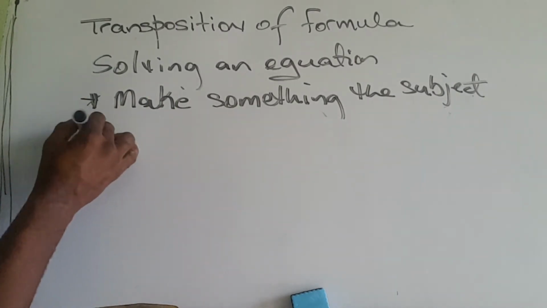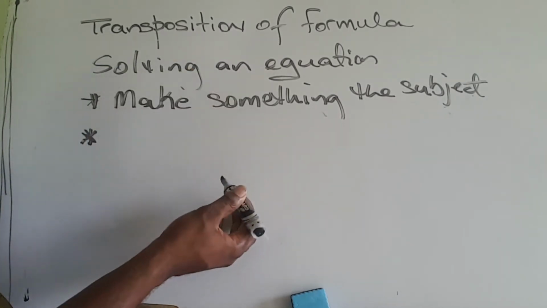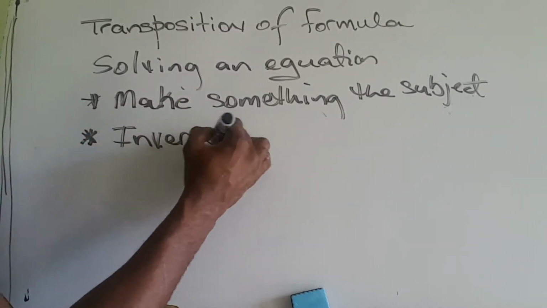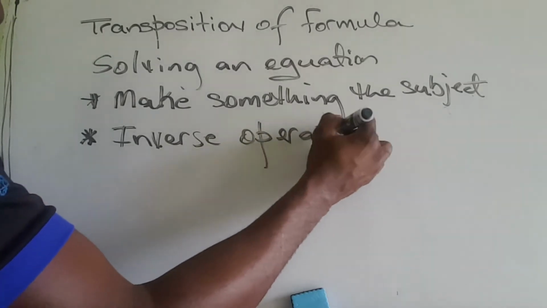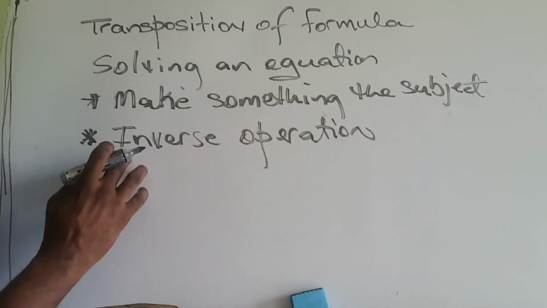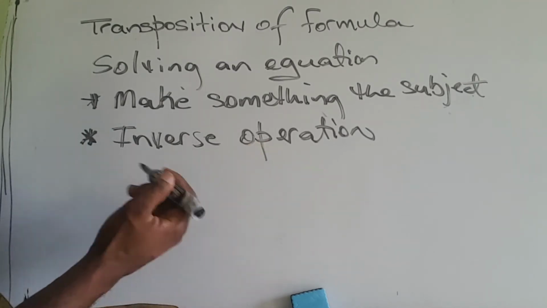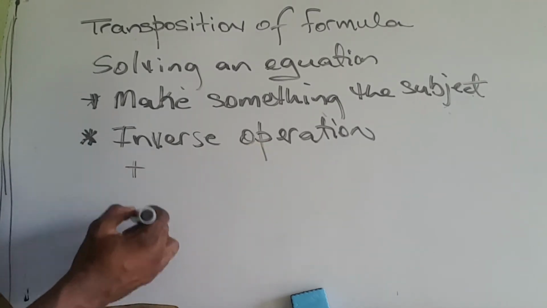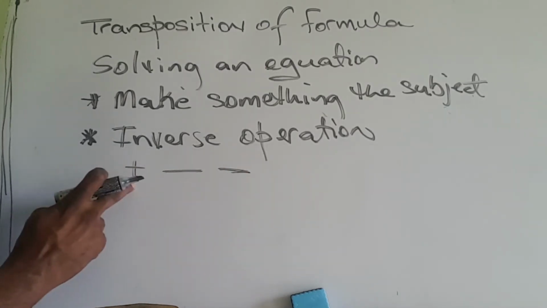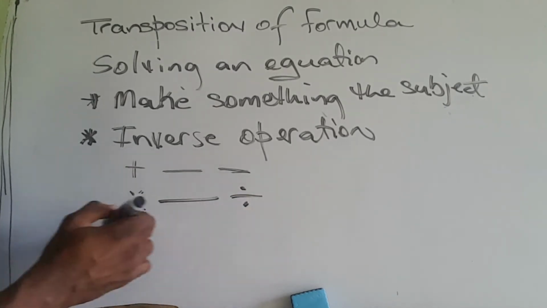Another thing that you take into consideration, which is very key, is what we call balancing. We have balancing and we have the inverse operation. So let me just write them. Inverse operation is very crucial, because if you're going to be solving for something or making something the subject, we have to know the inverse operation. What do I mean? If you're adding, the inverse operation of adding is to subtract, and vice versa. Subtraction is to add. If you're multiplying, the inverse operation of multiplication is division, and vice versa.